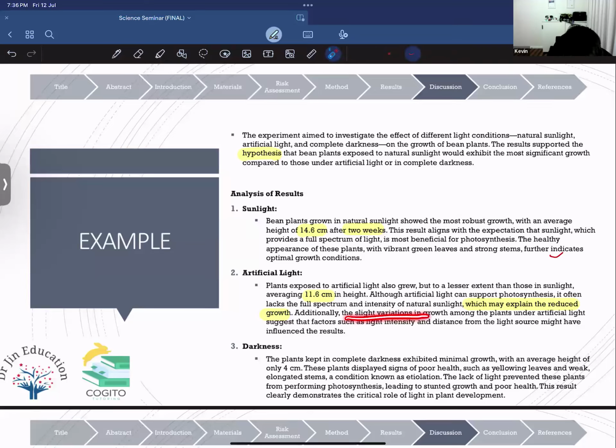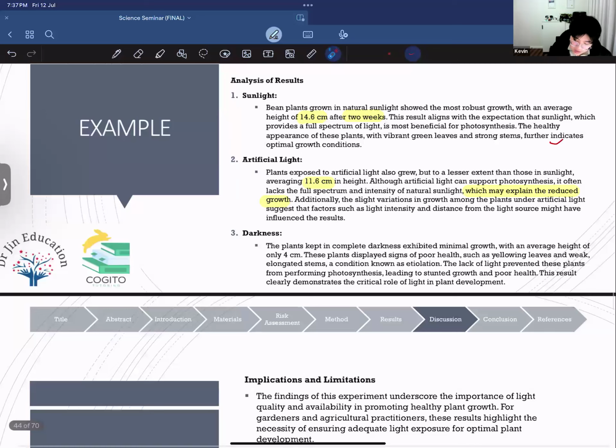Additionally, the slight variations in growth amongst the plants under artificial light suggest that factors such as light intensity and distance from the light source may influence the results. So it's pretty good, right? It tries to provide an explanation.